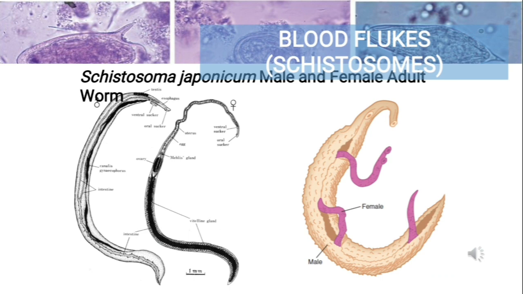The female worm is lodged in the gynecophoral canal of the male worm upon copulation. So, if you are having difficulty identifying and locating the various parts of our Schistosoma japonicum male and female adult worms, you can refer to this picture as your reference.